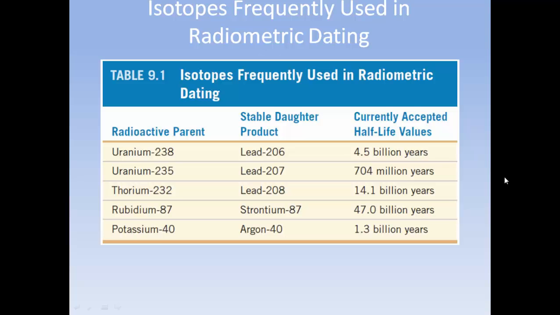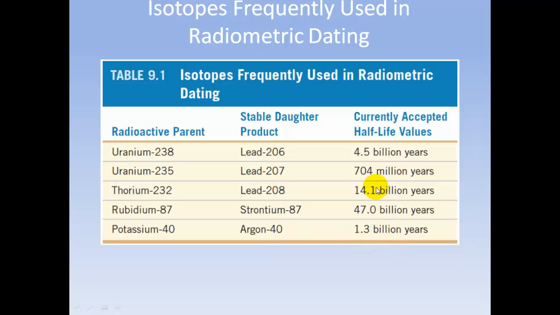Here's another example. Uranium-238 can eventually become lead-206, and has a half-life of 4.5 billion years. Uranium-235 becomes lead-207, and has a half-life of 704 million years. Thorium-232 becomes lead-208, and has a half-life of 14.1 billion years. Rubidium-87 becomes strontium-87, with a half-life of 47 billion years. Potassium-40 to argon-40 has a half-life of 1.3 billion years.